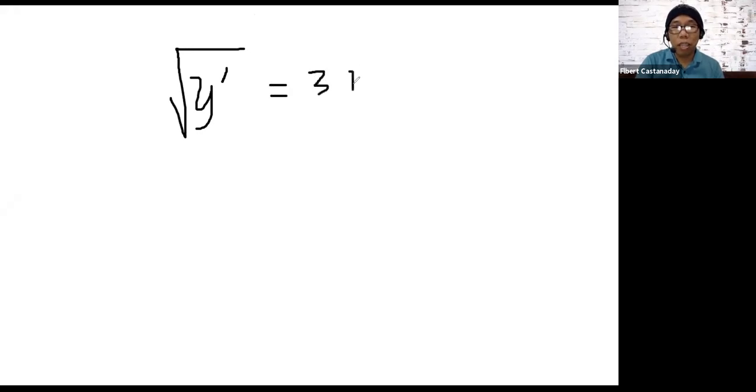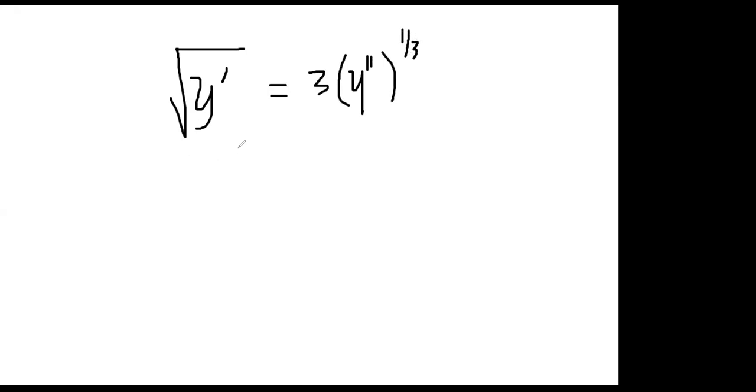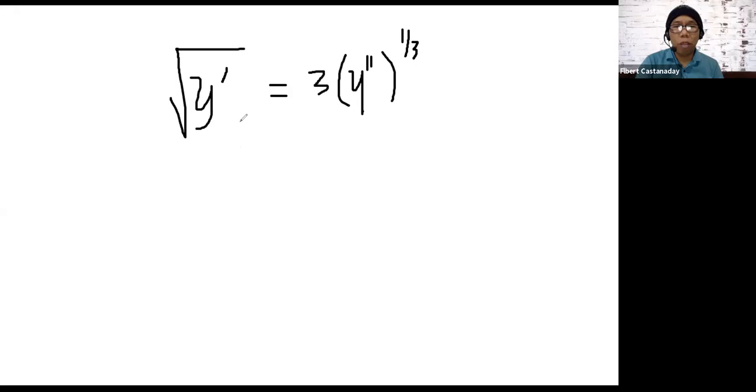So 3y double prime raised to 1/3. Tama ba? So ito yung problem natin. Yes, sir. Okay, so to determine the order, you should look at the highest derivative. Y prime is first derivative, y double prime is second derivative. So ano yung mataas? Siyempre, second derivative is the highest derivative. Then, the order is what? Second order, or order 2.